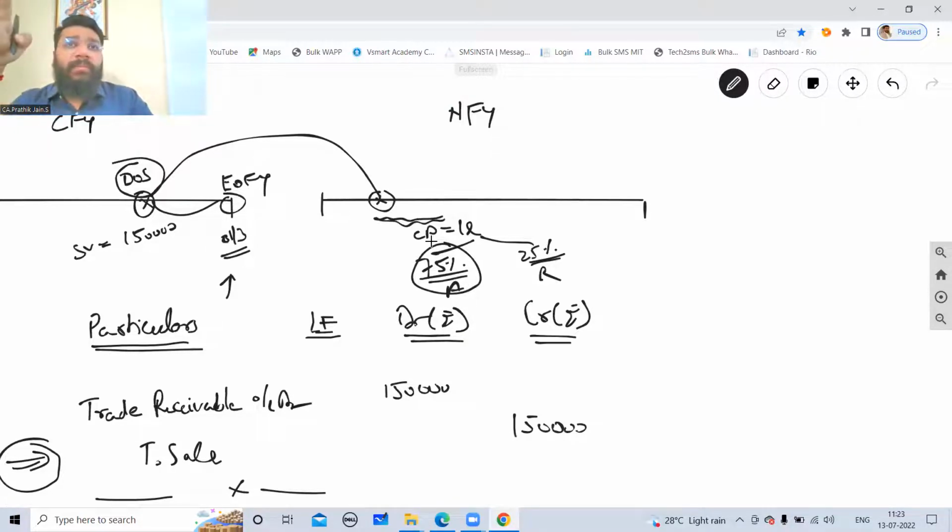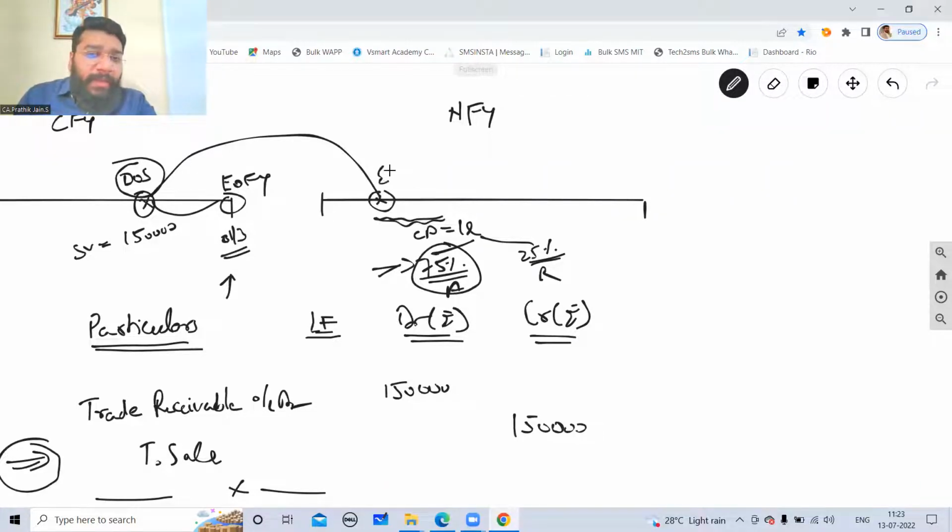No. Janak, for acceptance of goods next year, to the extent of 75%, will I pass any journal entry for acceptance? No. Siddhi says yes. Samiksha says yes. Arjun says yes. Okay. Online people, my question to all of you.